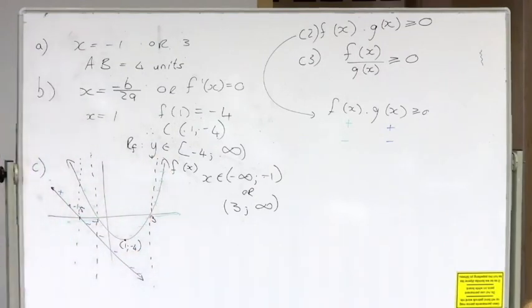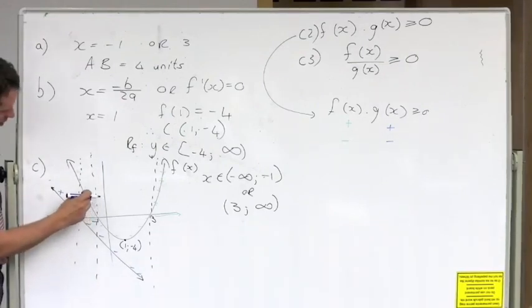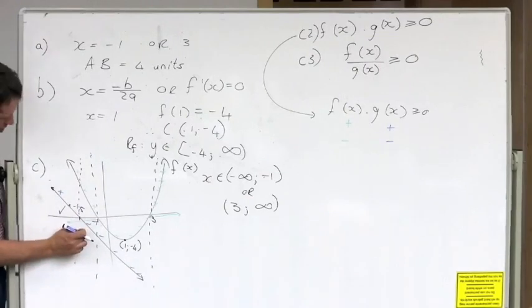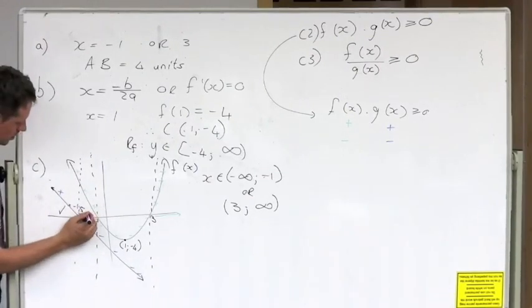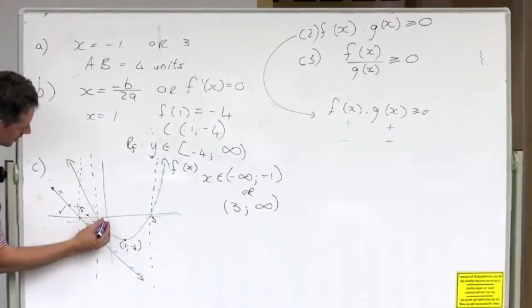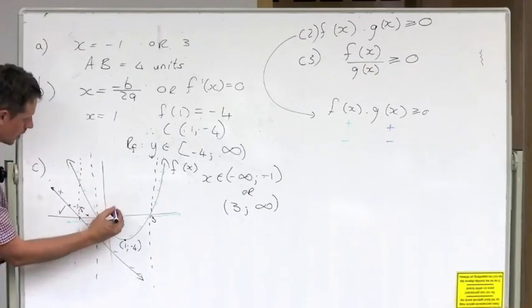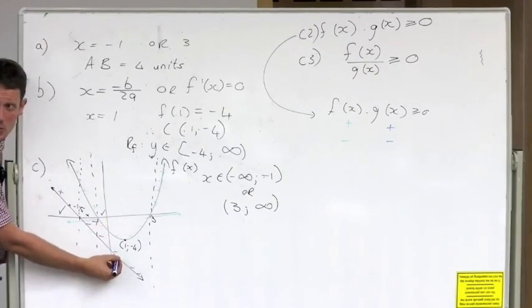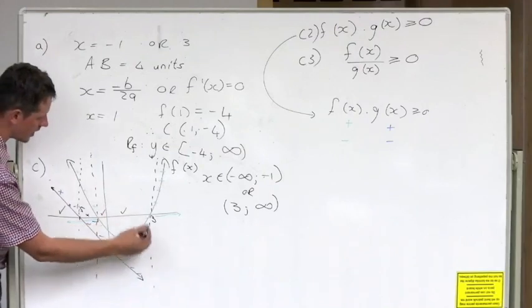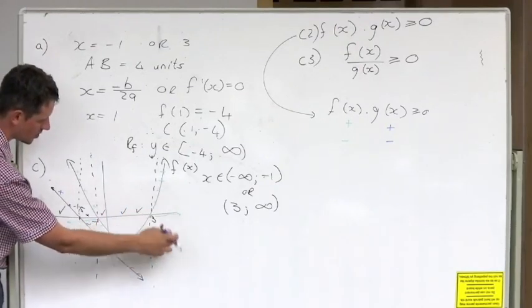If I look at this section here, do I have a positive y and a positive y? Yes, so this section works for me. But now here I've got a positive and a negative, so does it work? No. But what about here? Now here I've got a negative and a negative. Does it work? And I've got a negative and a negative. Does it work? And a negative and a negative? A positive and a negative?